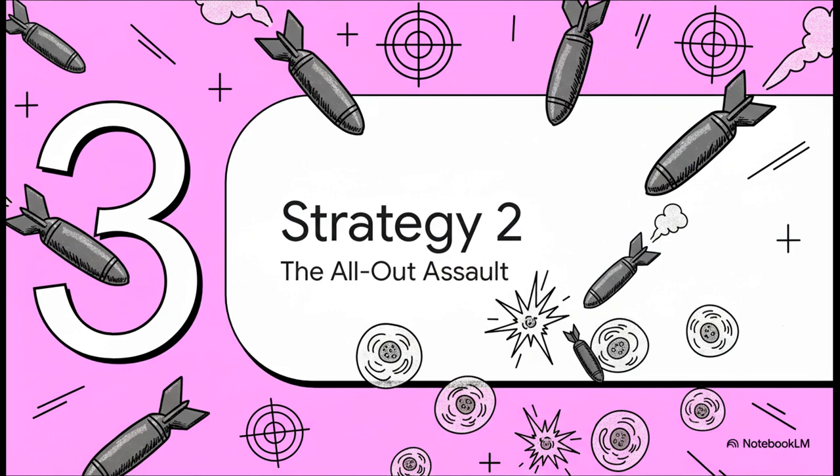But what if you don't want to wait around for that perfect moment? That brings us to our second big strategy, the all-out assault. This uses drugs that are cell cycle non-specific. These are the heavy bombers.